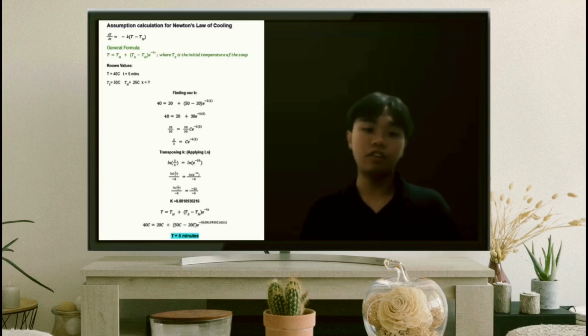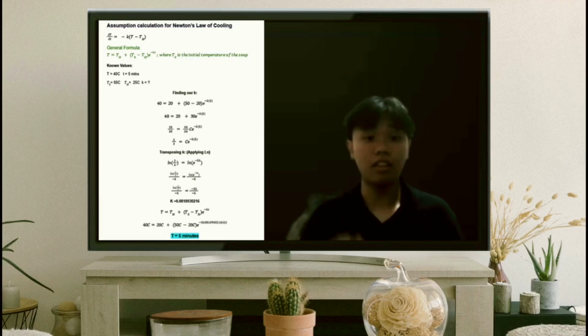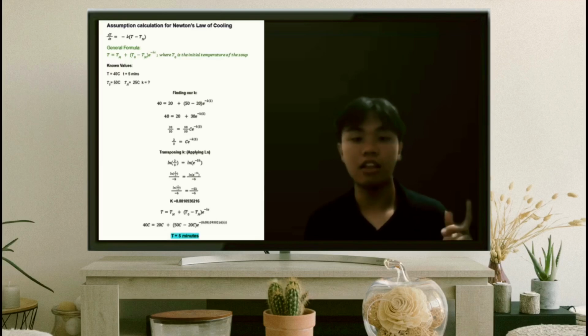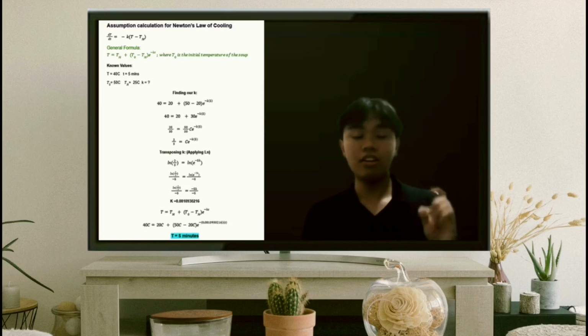Here we have a differential equation from Newton's law of cooling, which is, by the way, a decay, as it decreases over time. So we have this equation included and the general equation for the solution. Here we have the known values for the time, the initial and the ambient temperatures, and that certain difference. Plugging those into our equation, we have 40 degrees after 5 minutes, and an ambient temperature of 20 degrees. We also have 50 degrees as the initial temperature of the soup or noodle.